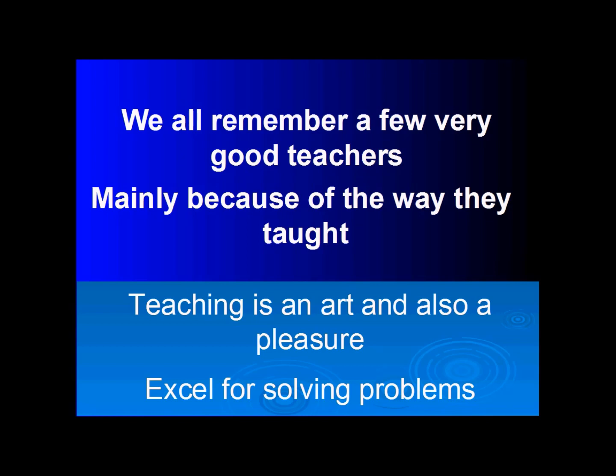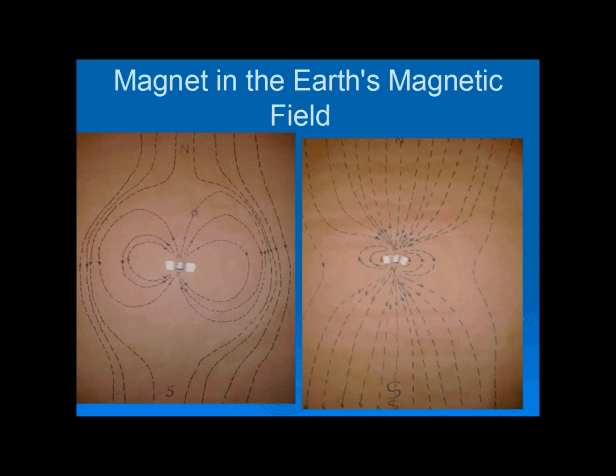As an example, Excel is a tool that, used with creativity, can help us to solve problems that we wouldn't have imagined. In this experiment, I asked my students to use a compass in order to follow and draw the field lines caused by the interaction between a magnet and the magnetic field of the Earth. The results are the drawings on the pictures.